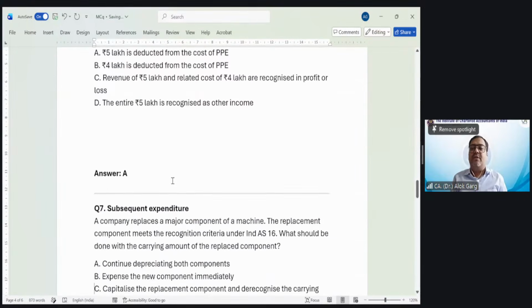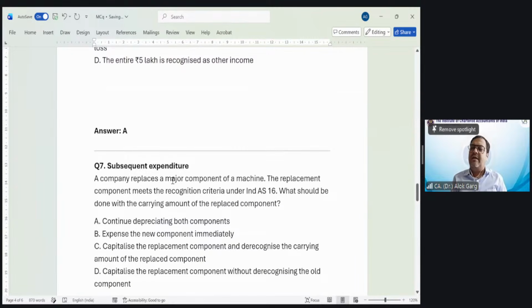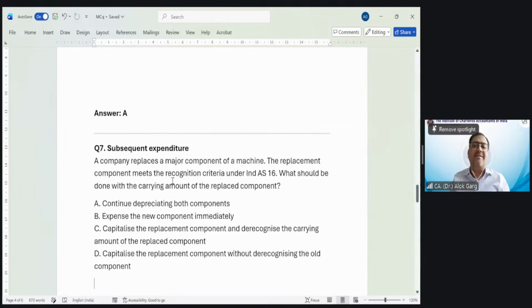Yes, you are absolutely right, Rohan. 1 lakh has to be netted in the cost of the PPE. If sold at 3 lakhs, the 4 lakh has already been consumed, so 4 has gone, and we will deduct 3. Are you getting me? Whatever you are receiving, you have to deduct it. As simple as that. You added 4 lakh to the trial run expenses, but you deducted 5 lakh because you have earned that.